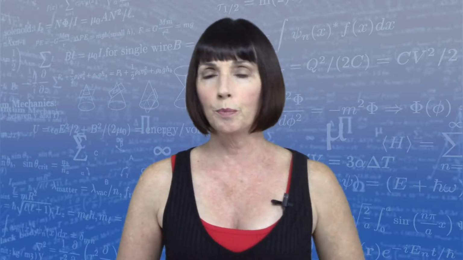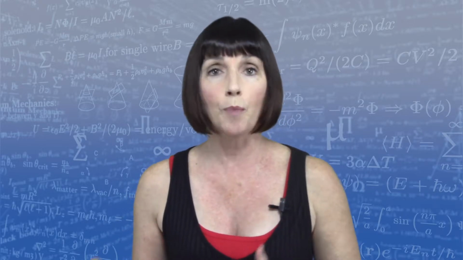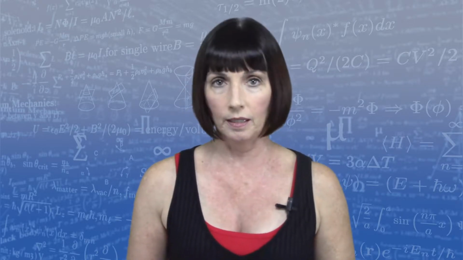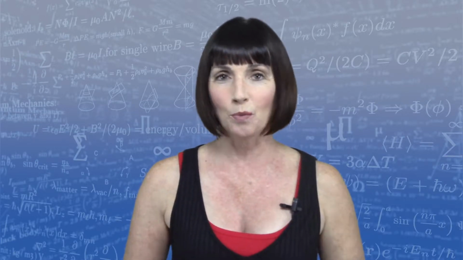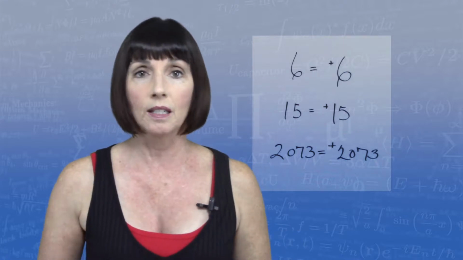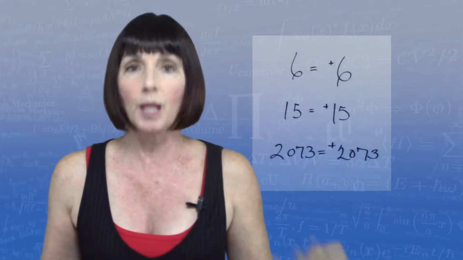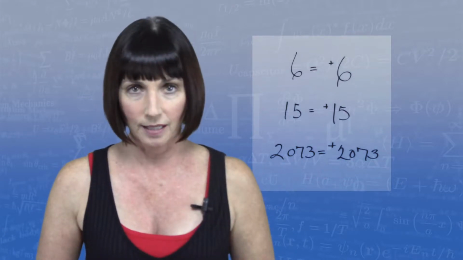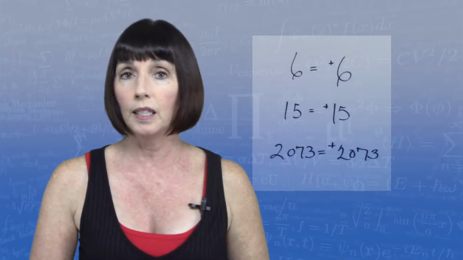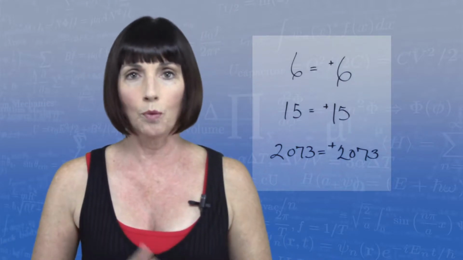So the first thing you should be aware of is that we generally don't write the plus sign in front of positive numbers. It's implied. It's there, but we just don't write it. So, for example, 6 is the same as plus 6. 15 is the same as plus 15. 2073 is the same as plus 2073. You get the idea. We always write the negative sign in front of the negative number, but we just kind of know the plus sign is there without writing it.